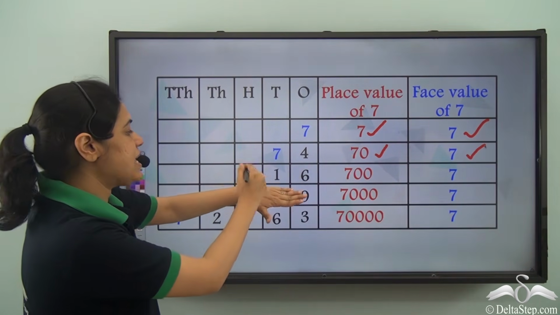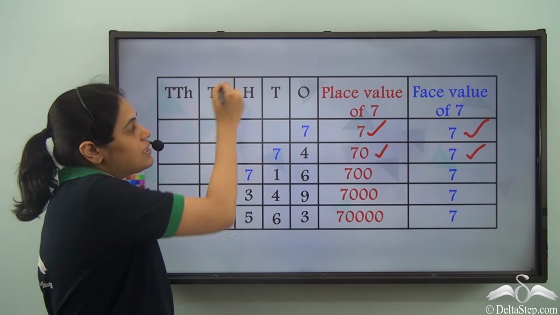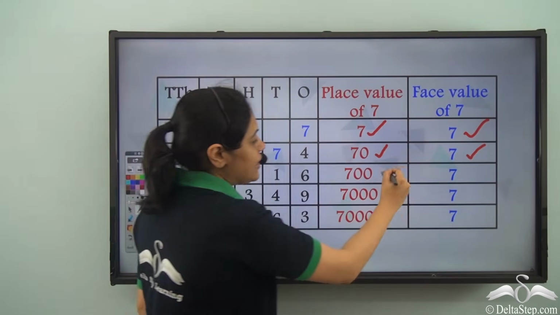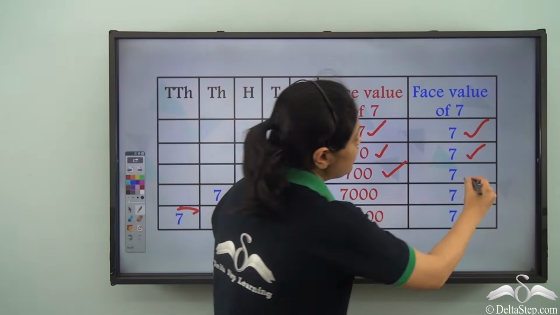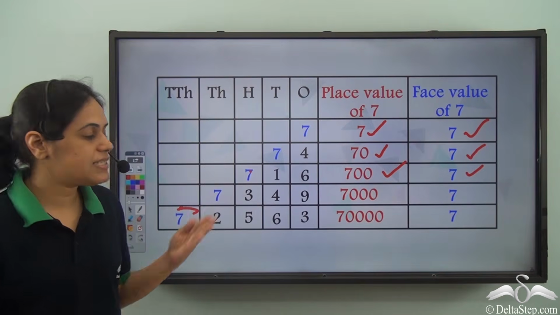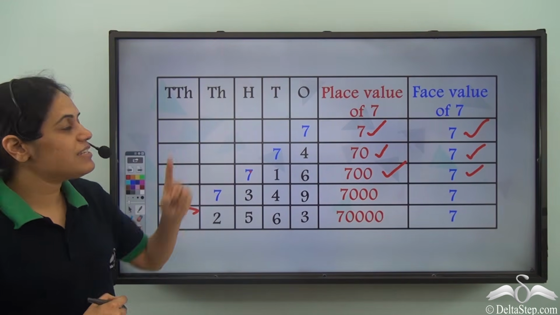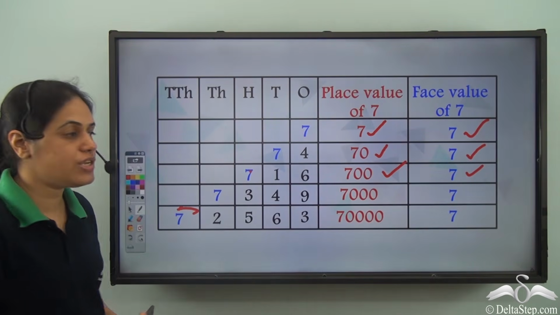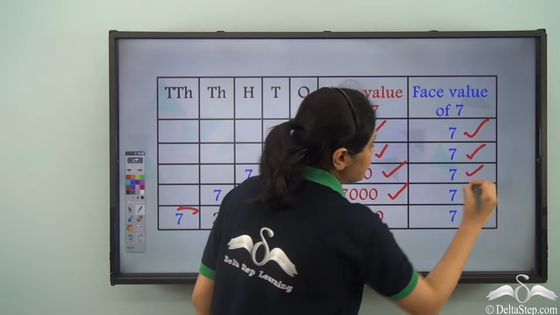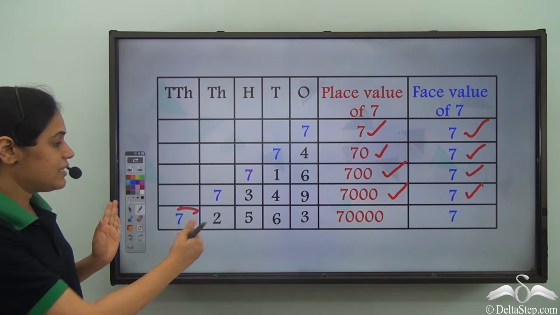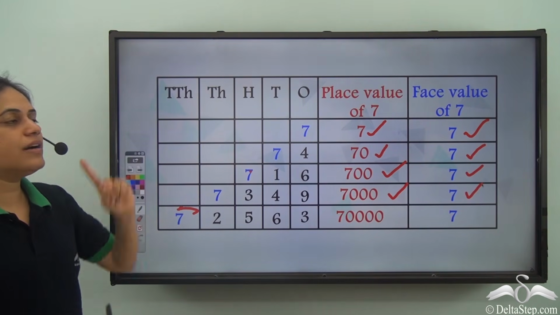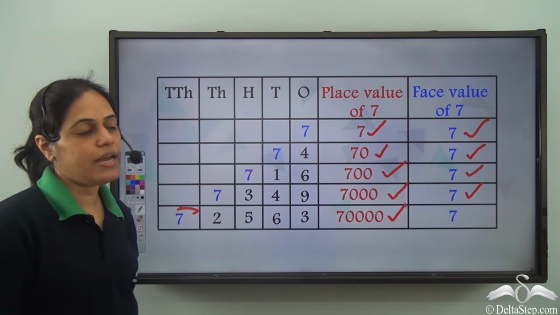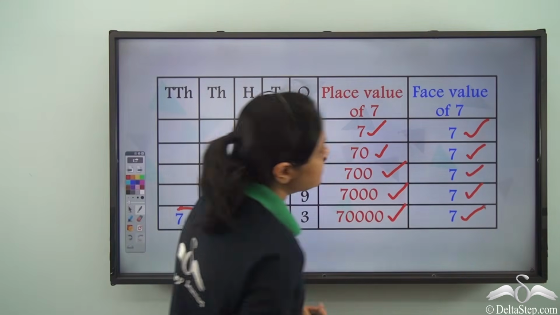In this number, 716, 7 is in the hundreds place. So the place value is 7 into 100. That is 700. And the face value is 7. In this number, 7349, 7 is in the thousands place. So the place value will be 7 into 1000, that is 7000, and the face value is 7. And in this number, 7 is in the 10,000s place. So the place value is 70,000 and the face value is 7.